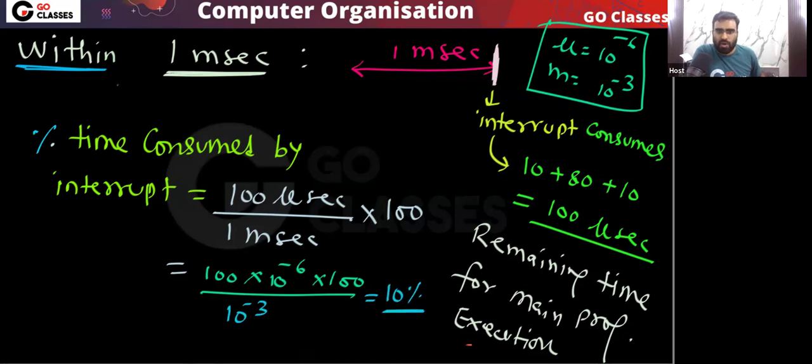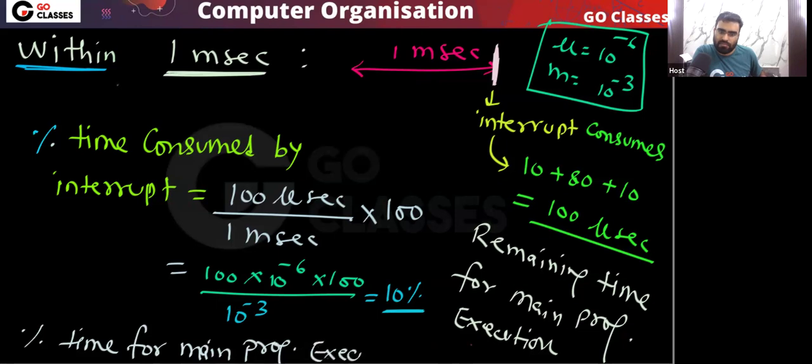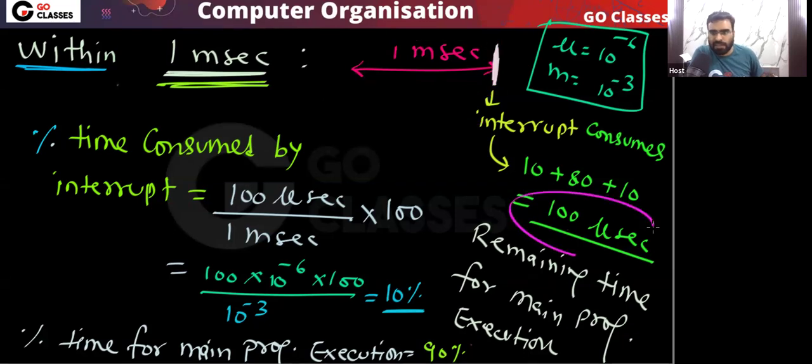So tell me how much percentage for main program execution? Percentage time for main program execution. That is 90%. Correct? Yes or no? In every 1 millisecond, remember, every 1 millisecond, one interrupt will come. When the interrupt comes, then 100 microseconds will be consumed to service the interrupt.